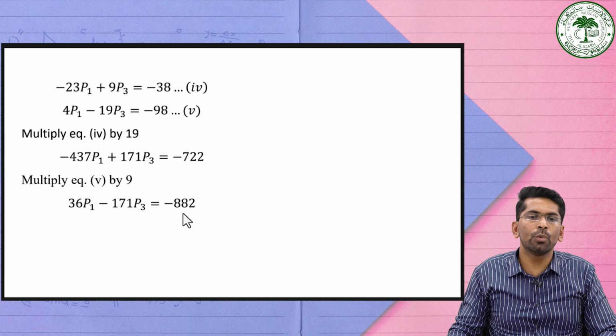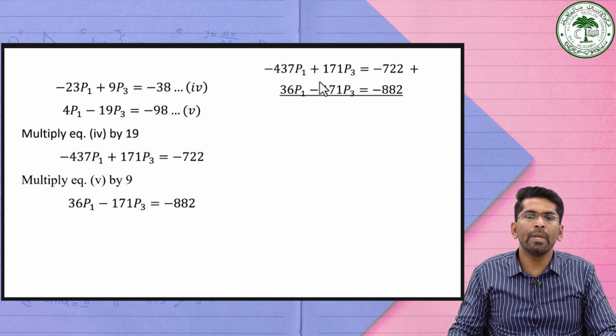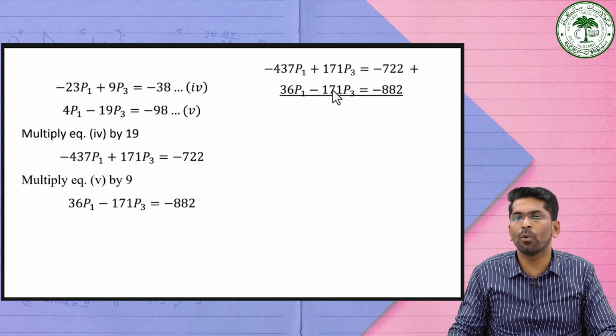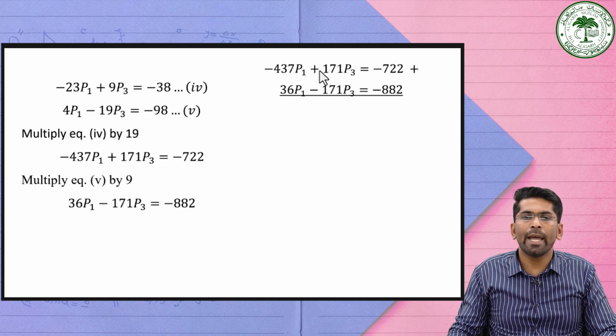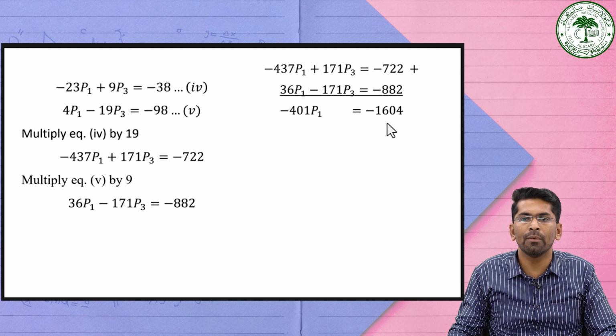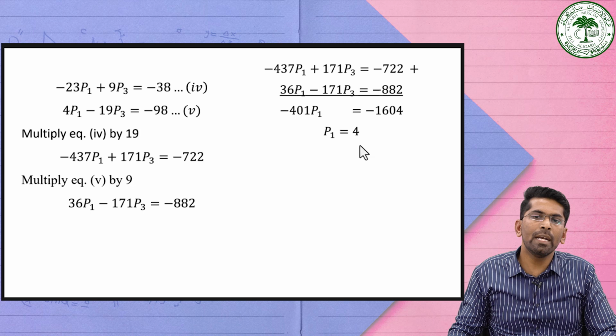Now I am considering these two equations. We can remove p3 because 171 is the same coefficient, and the signs are plus and minus, so we can add them. So -437 + 36 becomes -401p1, which is equal to -722 - 882, which is equal to -1604. So simplifying, p1 is equal to 4.